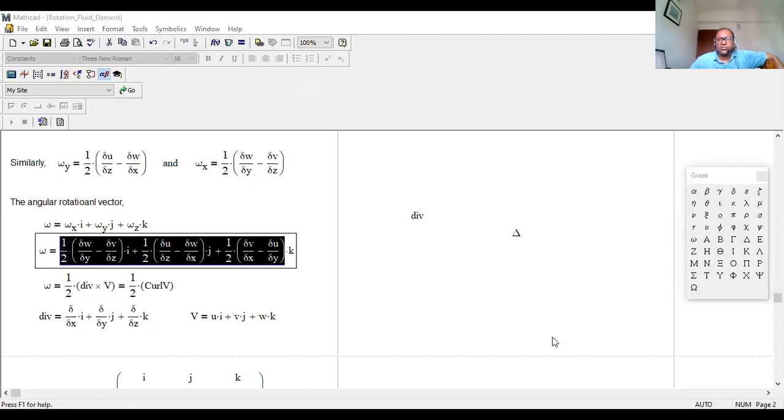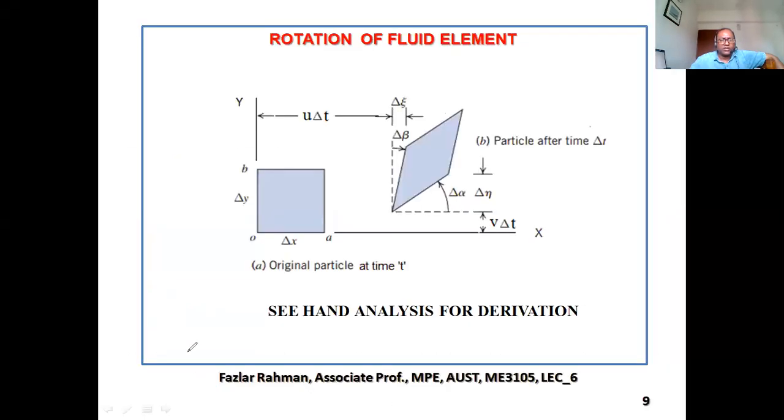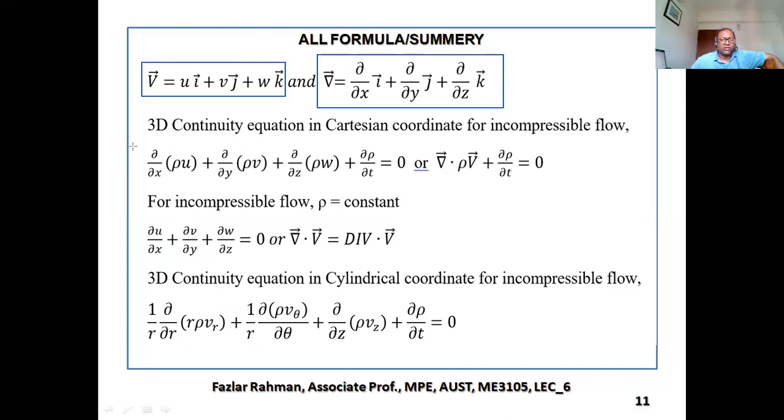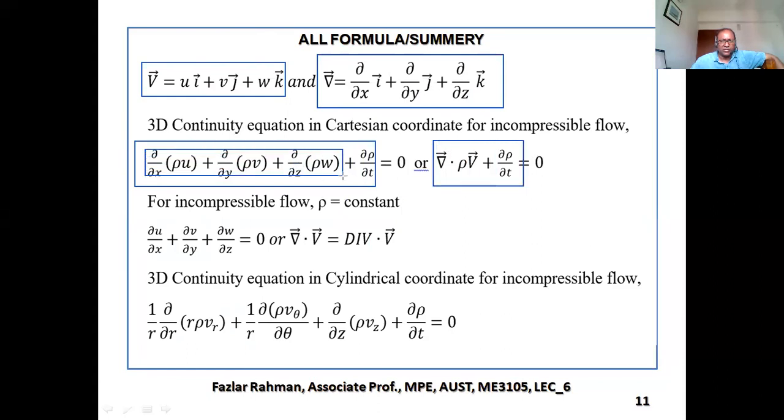So let's go back to our slide. This one we already derived. Now we just summarize some equations over here, that this is the vector component of velocity. This is the del operator. You learned from math. What is our continuity equation? This one. In short form, this one, because this is actually equal to this one.